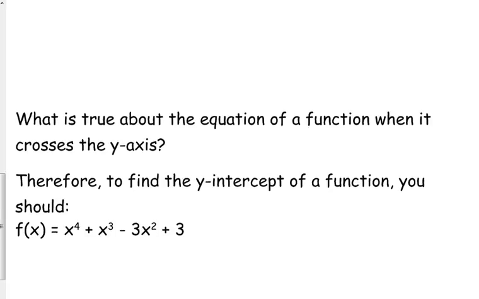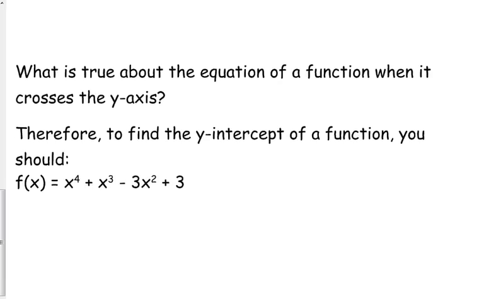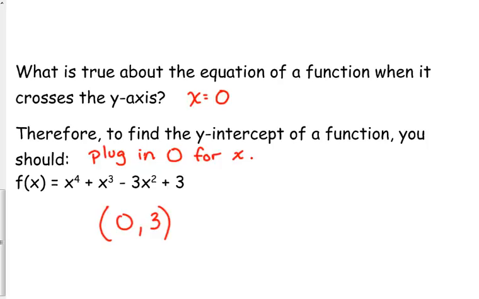Okay, so that's x-intercepts. What do we know is true about the equation of a function when it crosses the y-axis? X is 0. Okay? X is 0. So to find the y-intercept of any function, you should plug in 0 for x. So the x-intercepts sometimes are going to take a little bit more work, but y-intercepts should be pretty straightforward and simple. And with polynomials, it's really easy because it's just going to end up being that constant on the end. Because when you plug in 0 for all those other x's, it's just gone. So the y-intercept of number 5 would be 0, 3.